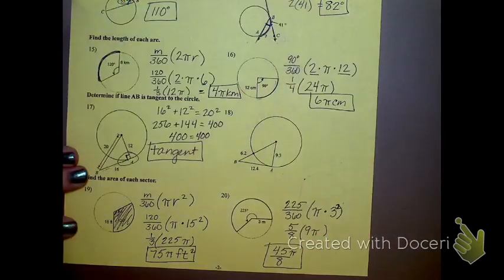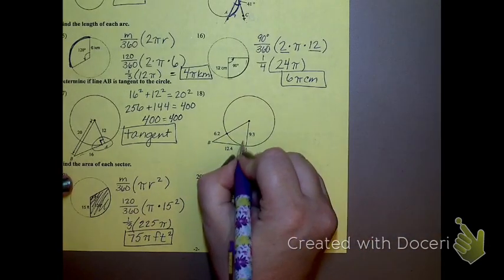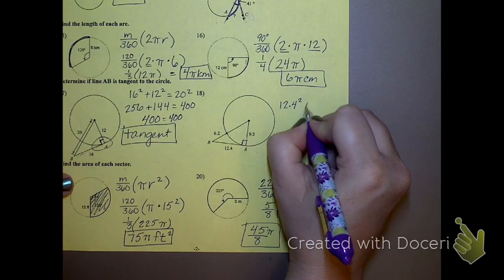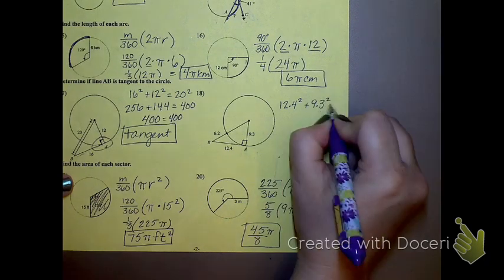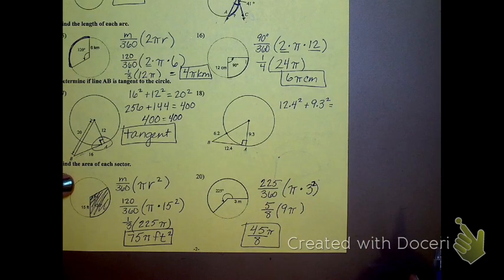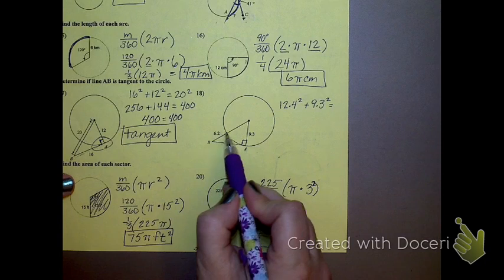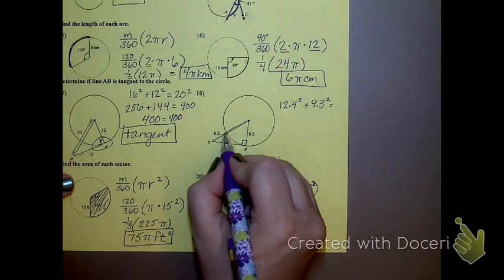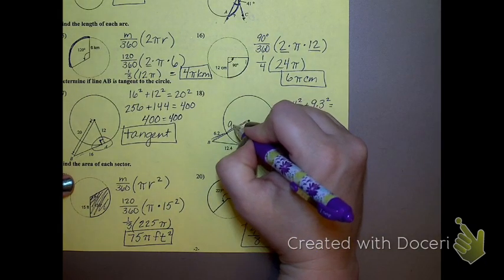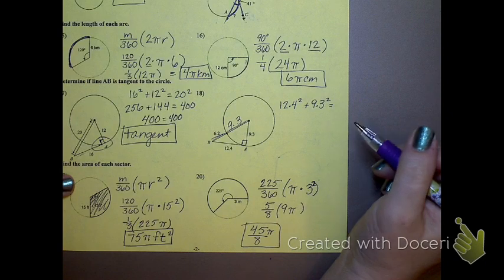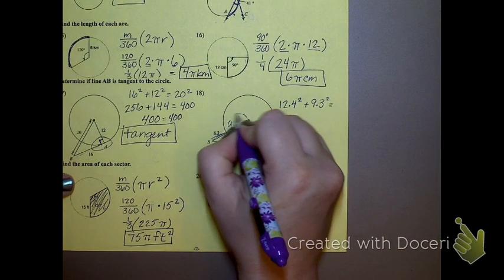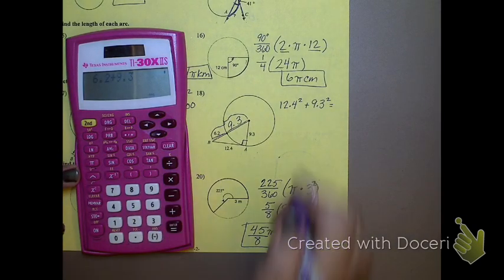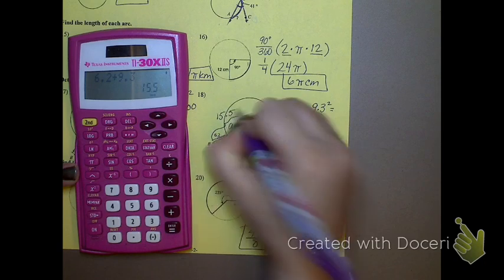Okay. What about this one? I'm looking to see if that's a right angle. So I'm going to set 12.4 squared plus 9.3 squared equal to, what's the hypotenuse here? Because they only tell me this measure of the hypotenuse. What is this measure? It's 9.3 because isn't it a radius? And a radius is always a radius, right? So what is the total hypotenuse? 6.2 plus 9.3, 15.5.